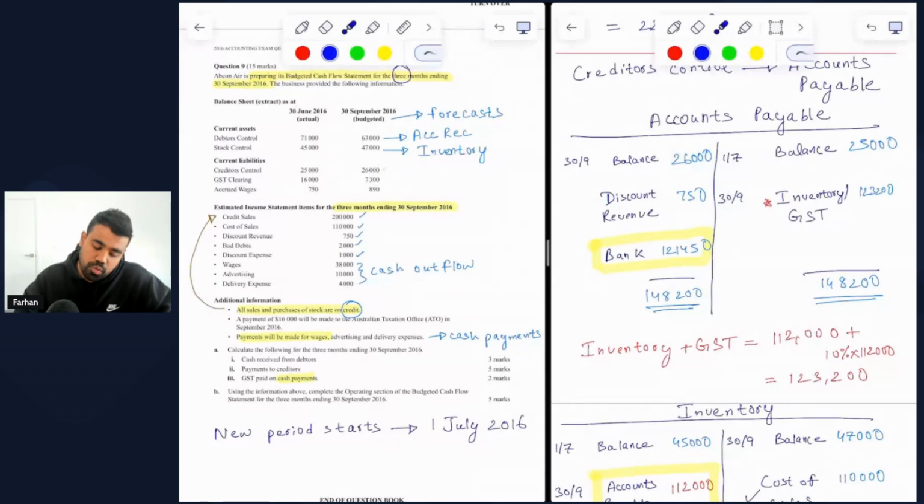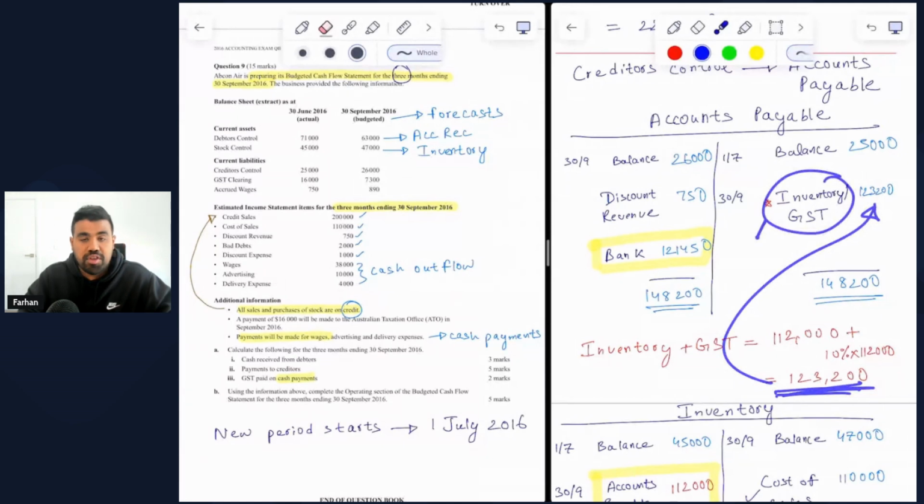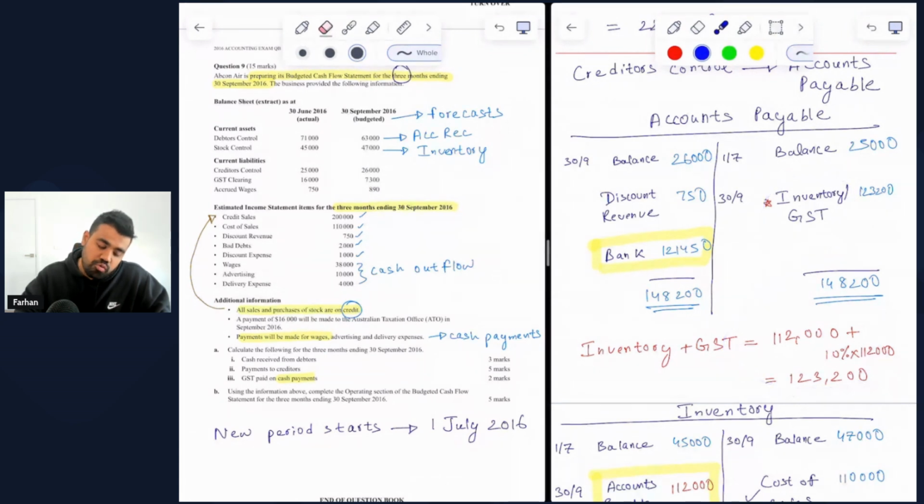Then on the credit side, we're including the total amount of inventory that we have purchased, including GST, and that was 123,200. Why are we including this on the credit side though? This is because the inventory that we have purchased on credit increases our obligation to our accounts payable. This means our liabilities go up. And if liabilities go up, we credit them. And that is the main reason behind why we are doing this on the credit side of the accounts payable ledger account.